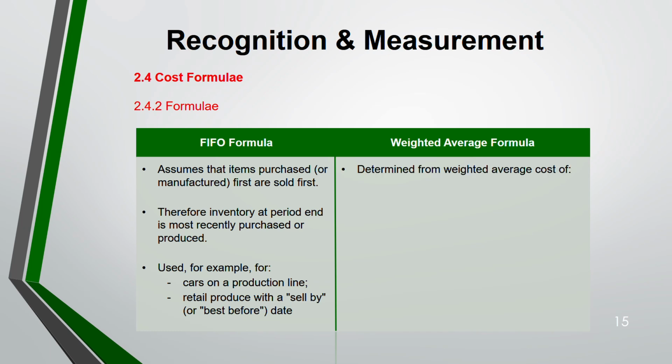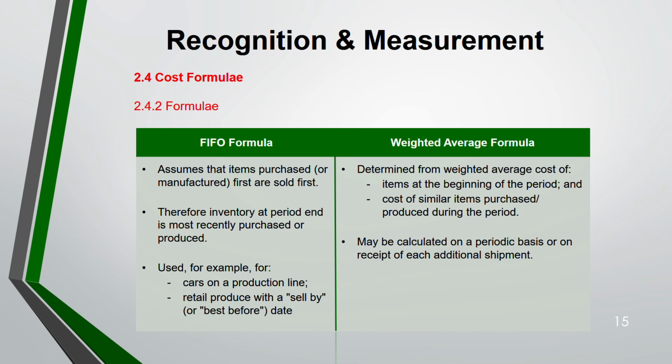Weighted average. This is determined from the weighted average cost of items at the beginning and the cost of similar items purchased during the year. It may be calculated on a periodic basis or on receipt of each additional shipment. Used for similar items that are used in production without regard to when they are received.